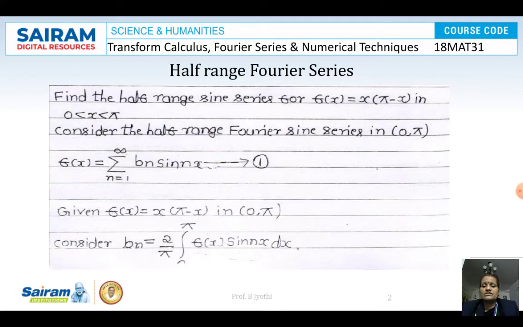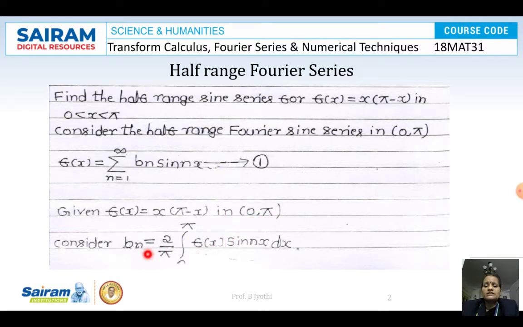So half range Fourier series, the problem is: find the half range sine series for f of x is equal to x times of pi minus x in the interval 0 to pi. Now consider the half range Fourier sine series in the interval 0 to pi where f of x is given by summation bn sin nx. Let us call this as equation number 1. So f of x is given by x times of pi minus x in the interval 0, pi.